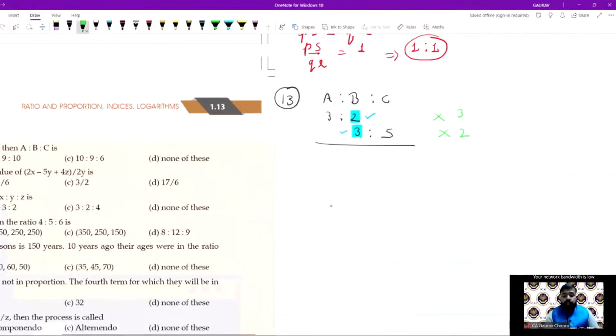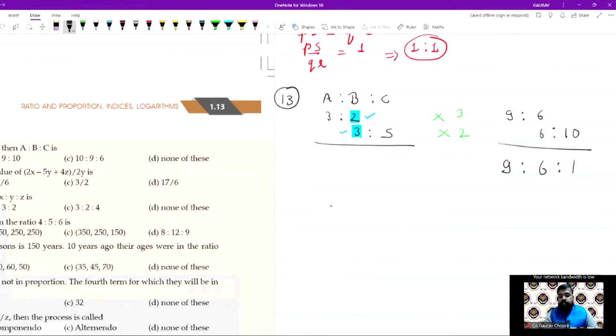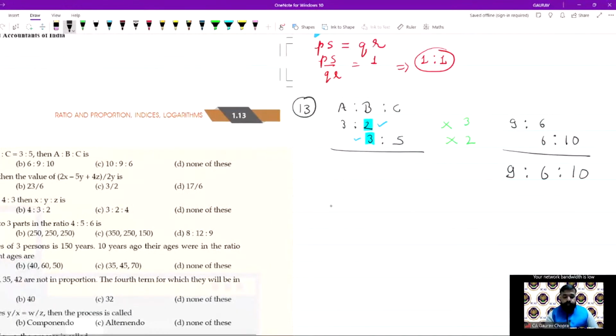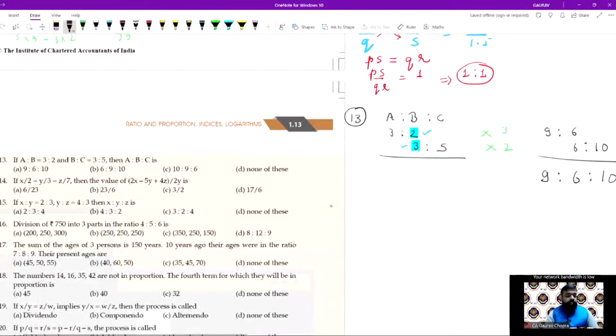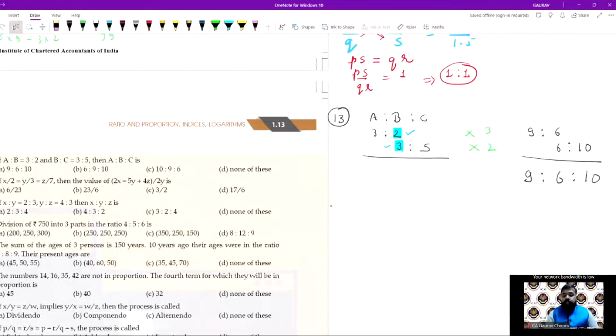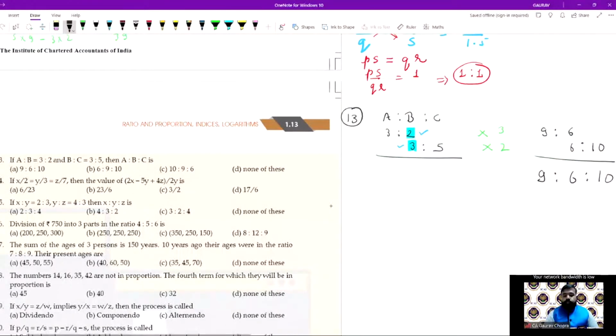So on multiplying, what are we getting? Multiplying with 3, we get 9 ratio 6, and then 6 ratio 10. 9 ratio 6 and 6 ratio 10. On combining, we get 9, 6 and 10. So it becomes the final result. Okay. So option number A will be correct. Option number A, 9, 6 and 10 is correct.